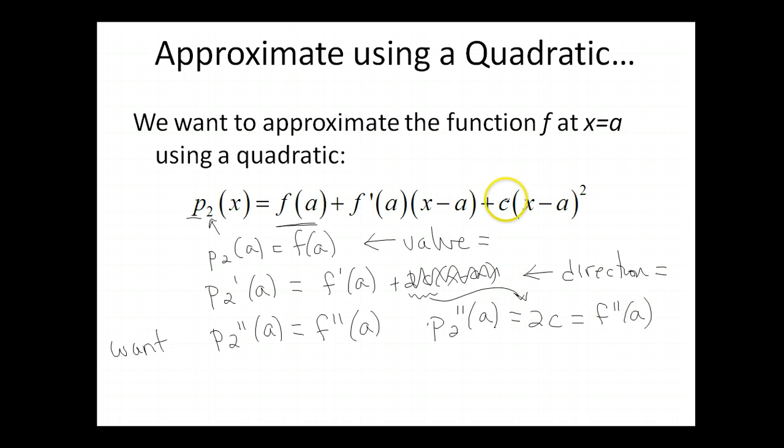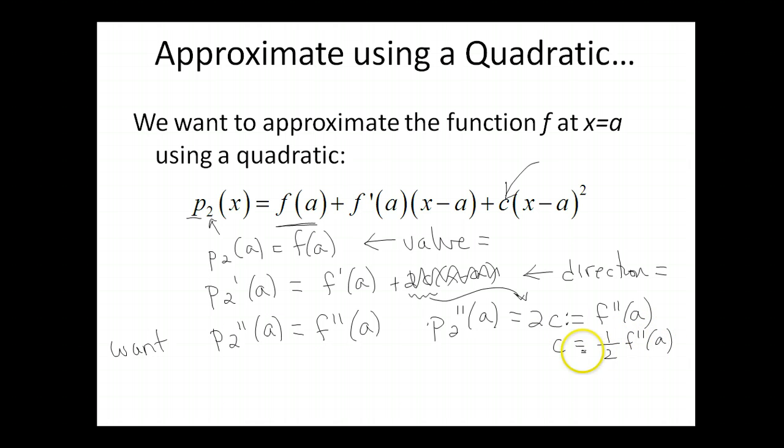Okay, so the reason we put this whole part here at the end is because we wanted it to be quadratic, but we didn't know what to put here so that P2 agrees in terms of concavity with f. I think we were just able to find out what c should be so that it does agree, because notice that we want this to equal f double prime at a. So what this is telling us is that c should equal 1/2 f double prime at a.